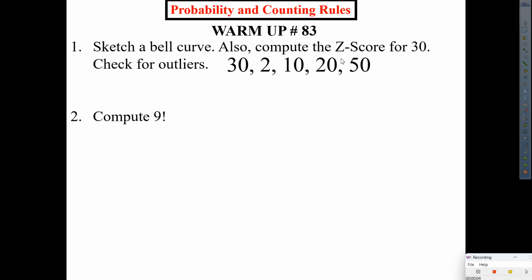Warm-up 83 should come up as soon as you log in. Let's get started, please. You will need a calculator. Problem number 1 says sketch a bell curve. Also compute the z-score of 30 and check for outliers given 32, 10, 20, 50. And for number 2, compute 9 factorial. Get started, please. We don't have a lot of time. We are moving on today. Go.